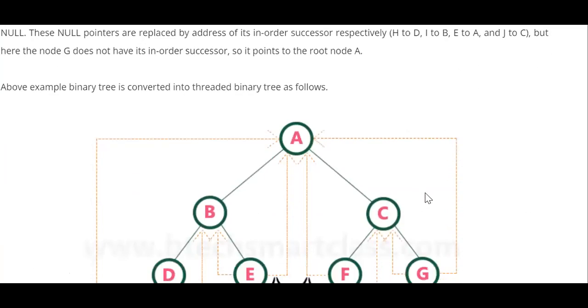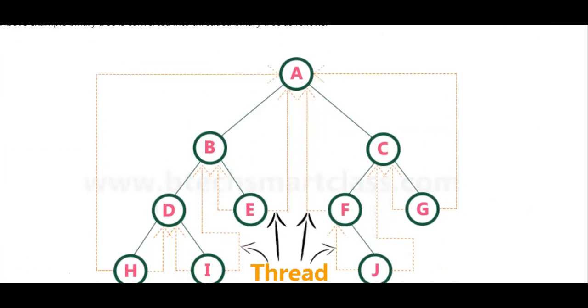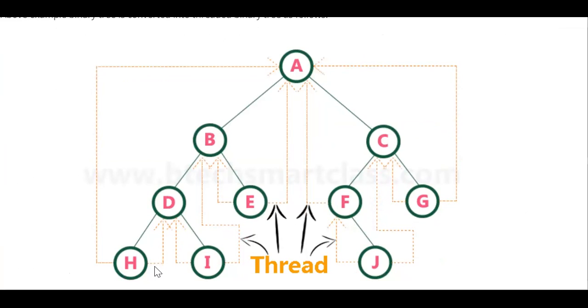So after converting the binary tree into a threaded binary tree, it will be indicated with dotted lines as threads. So H to D and I to B and E to A. So these are the threads for the successor and predecessor, which come under the child pointers that are null. Here G to A, H to A, then F to A and E to A. If it is a null pointer, it is directly threaded to the A node, that is the root node.